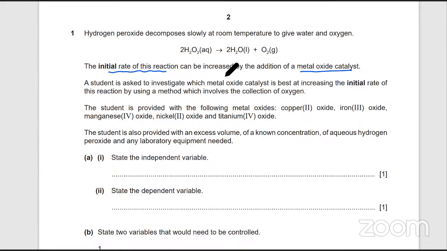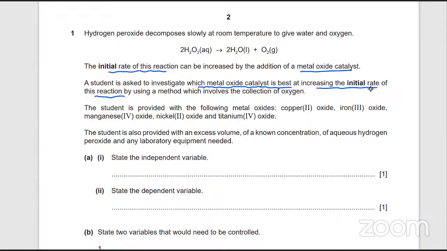A student is asked to investigate which metal oxide catalyst is best at increasing the initial rate. So this is what he's investigating: which metal oxide catalyst is best. And he wants to increase the initial rate of the reaction. So which catalyst is going to increase the initial rate of the reaction, by using a method which involves the collection of oxygen gas?